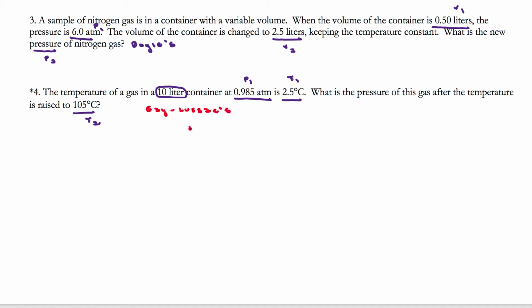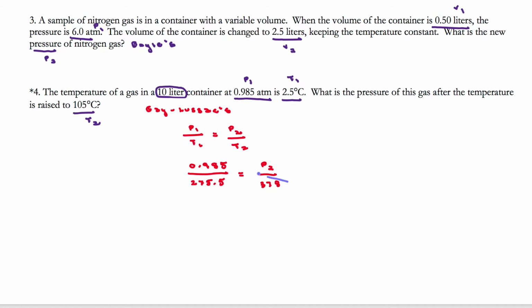All right, so P1 over T1 equals P2 over T2. My initial pressure is 0.985 atmospheres. My T1 is currently in degrees Celsius, so I need to take 2.5 and add 273 to that. And so I get 275.5 Kelvin. All right, my P2 is what I am solving for. And then my T2, my temperature increased to 105, so 105 plus 273, I get 378.